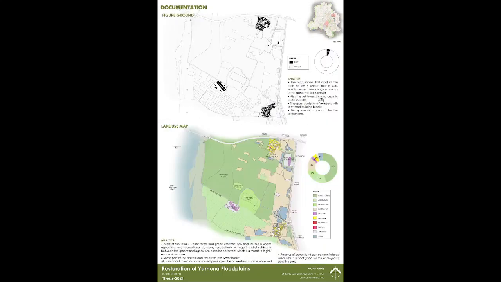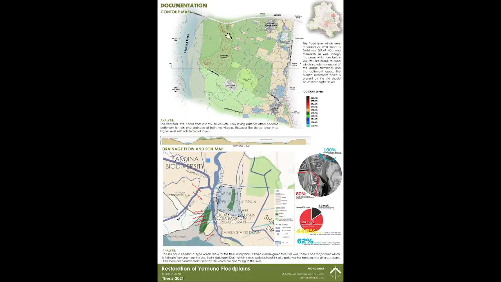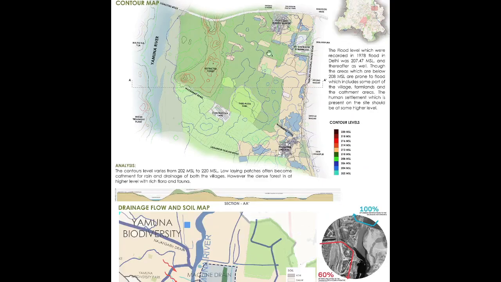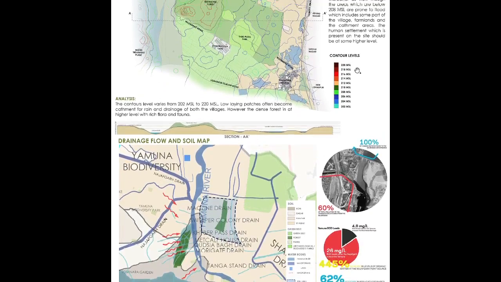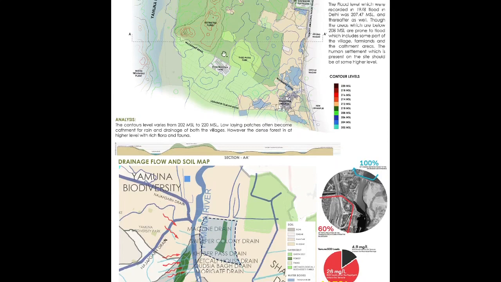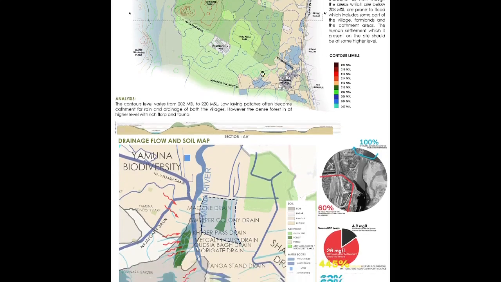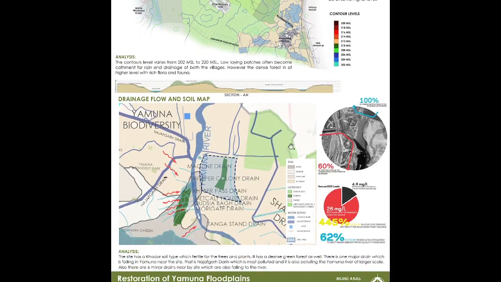Then coming on to the documentation part, the documentation was done to understand the basic things happening on the site. Figure ground and use map were studied, and then contour mapping was done to understand the levels of the site, and there I came to know that 220 mean sea level is the highest level on the site. That is the region in the restricted forest area. Then drainage and soil: the soil map is showing that mainly the soil type is Hardap.